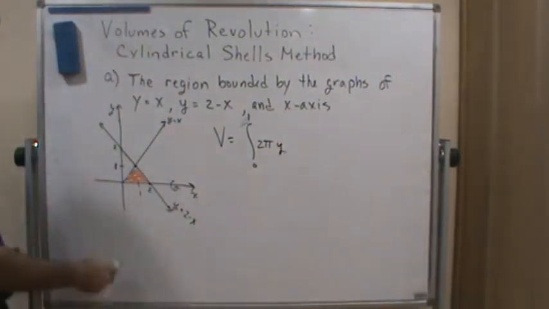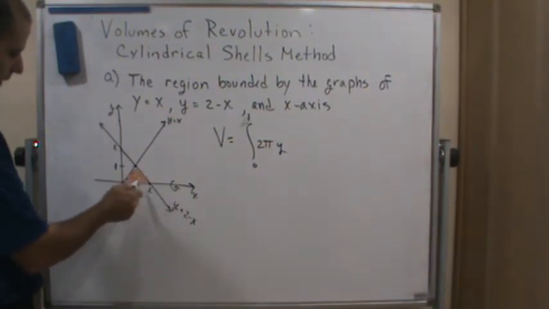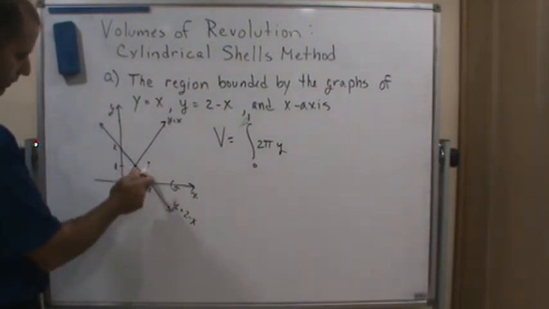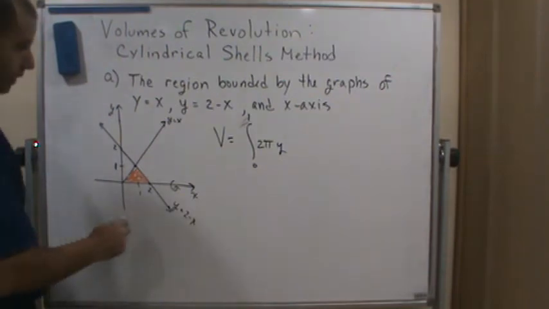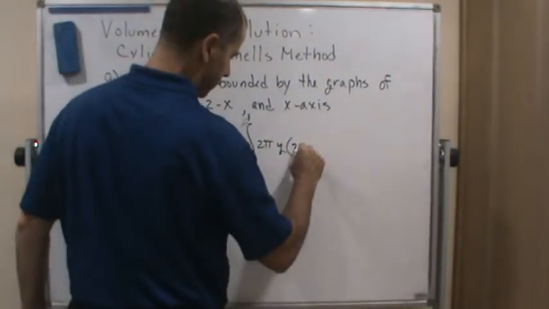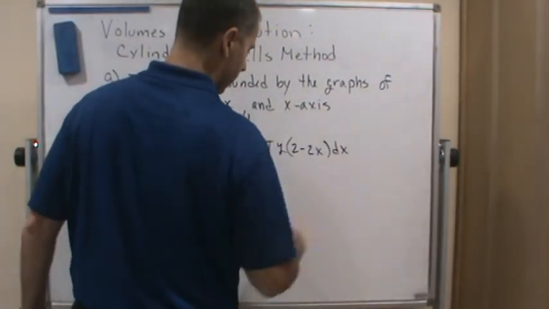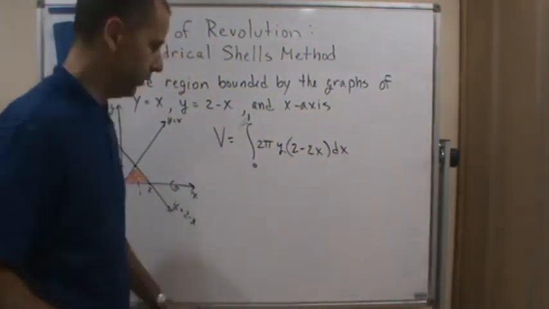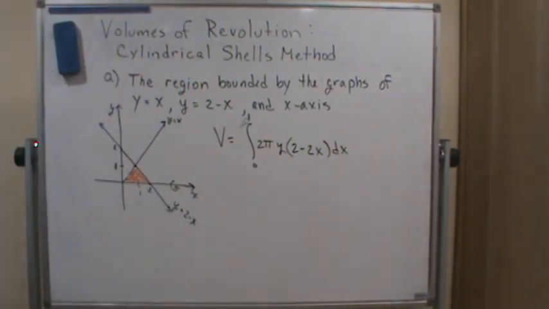y. And since I'm dealing with two curves, it's bounded by two curves, so the height of my cylinders is going to be the top function minus the bottom function. So in this case, it's going to be 2 minus x minus x. Okay, so it's going to be 2 minus 2x dx. Or if you wanted to, well, I'll leave it that way. You could factor out the 2 and then make that a 4.